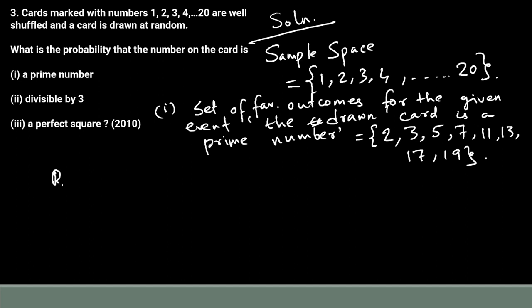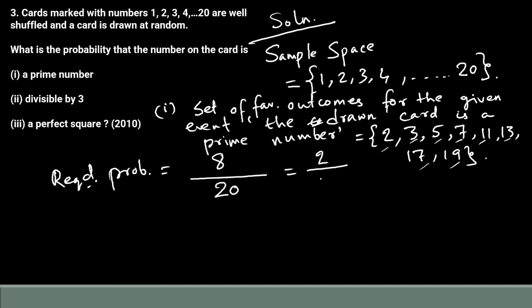And then the required probability will be, similarly, favorable number of outcomes divided by total number of outcomes, right? So it will be 1, 2, 3, 4, 5, 6, 7, 8. Favorable number of outcomes is 8. Total number of outcomes is 20, 1 all the way till 20. So basically this will be 2 by 5.